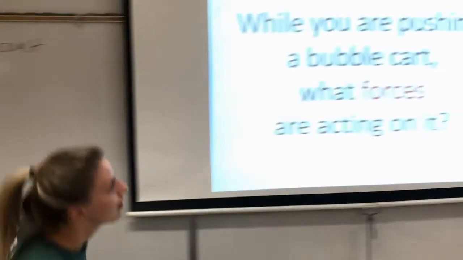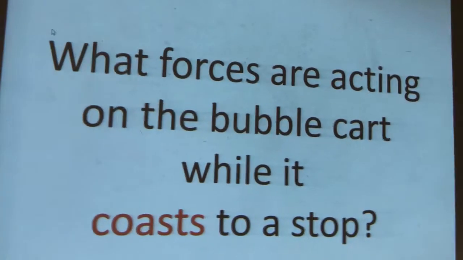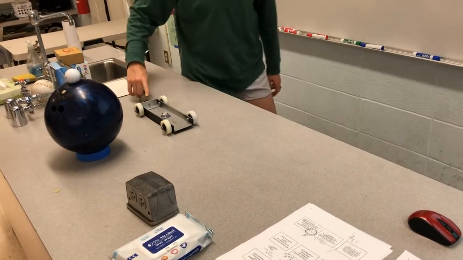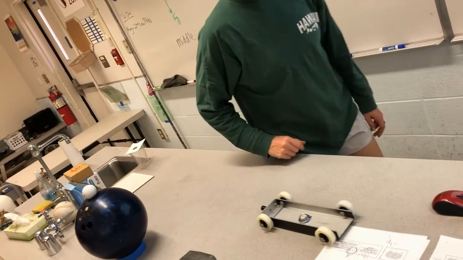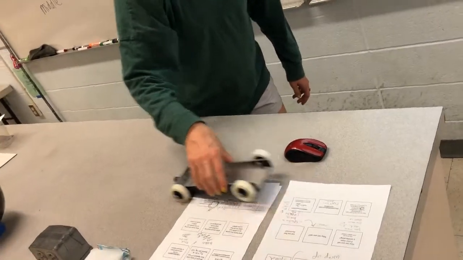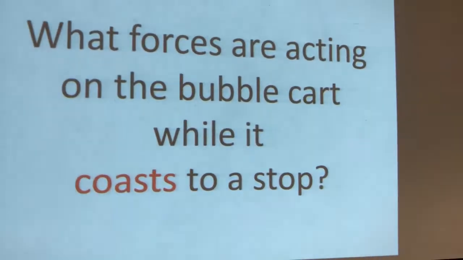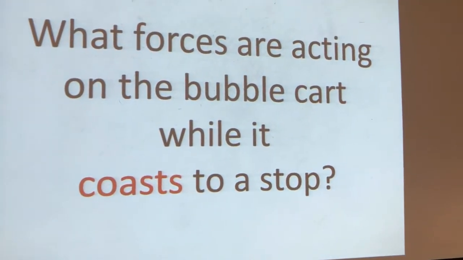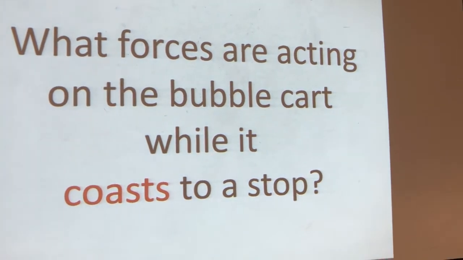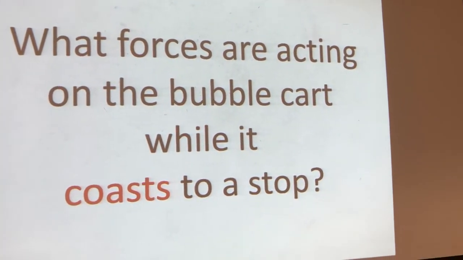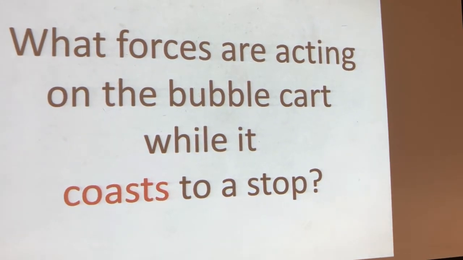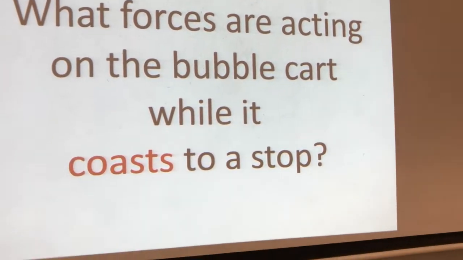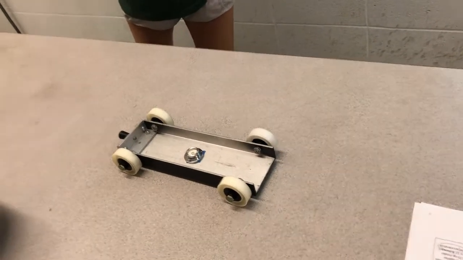Nicely done. Okay. What's next here? What forces are acting on the bubble cart while it coasts to a stop? So I push it, I let go, and now it's coasting. And that bubble goes backward. So they should make an attempt at the free body diagram. Don't cheat, don't look at what you did before, but can you do it again? If you can't remember what you did, try to think through it logically. What's going on here? What do we know about the direction of the acceleration?